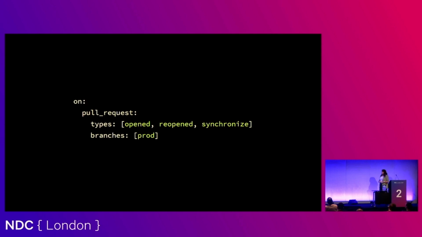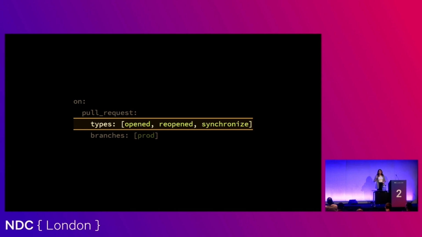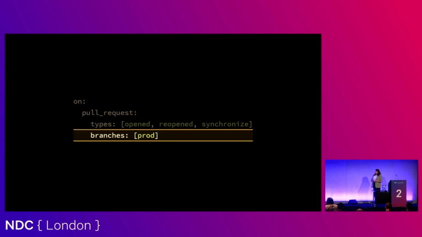But in this case, we want to keep things relatively simple. We want to trigger this when a pull request is submitted. In particular, when a pull request is opened, reopened, or synchronized, which means anytime the code in the pull request is changed. We also only want to run this when the pull request is being opened to the production branch of our repo. So we don't care about the code that exists on other branches just yet.